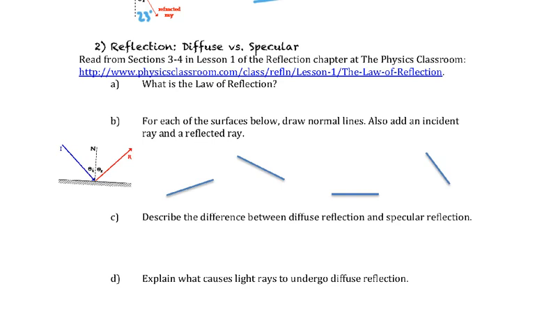Moving on, if we look at the reflection section and skip down to letter B, the question asks you to draw normal lines, incident rays, and reflected rays. So again, remember, a normal line is an imaginary line. It is perpendicular to the surface. So each of these lines here represent surfaces. So normal lines are just going to be imaginary lines that are perpendicular to the surface.